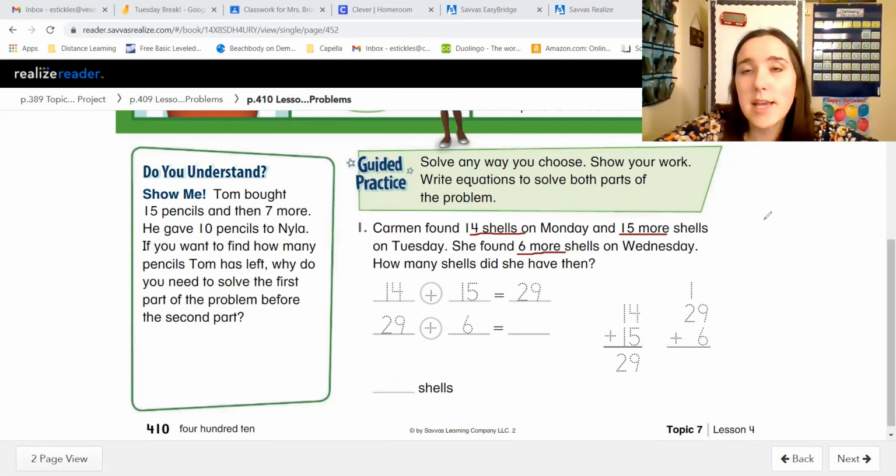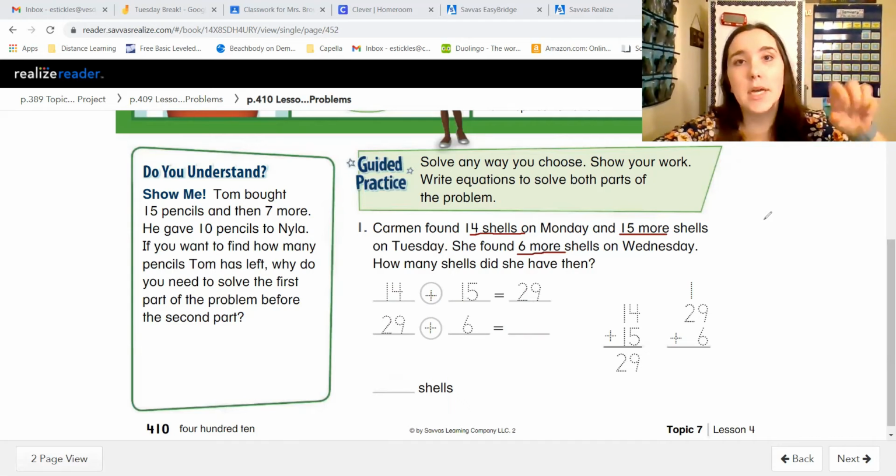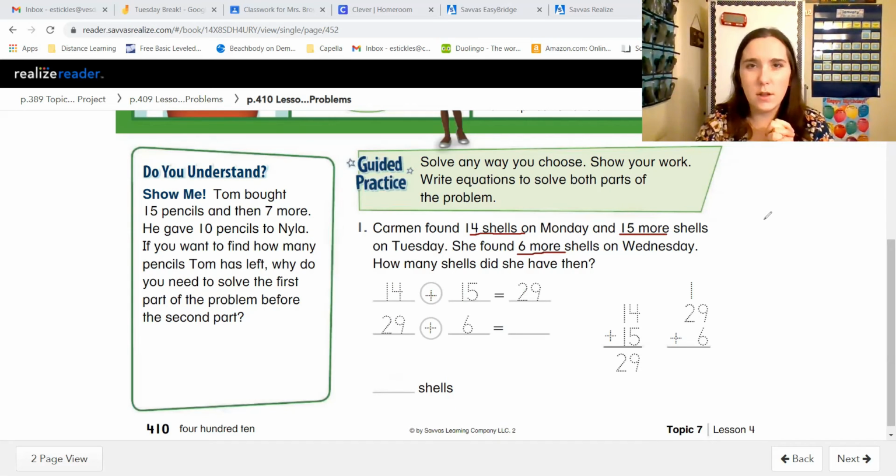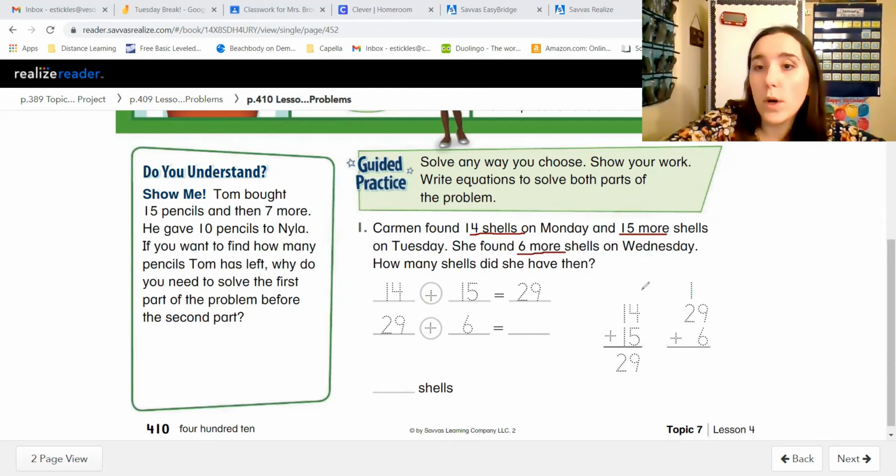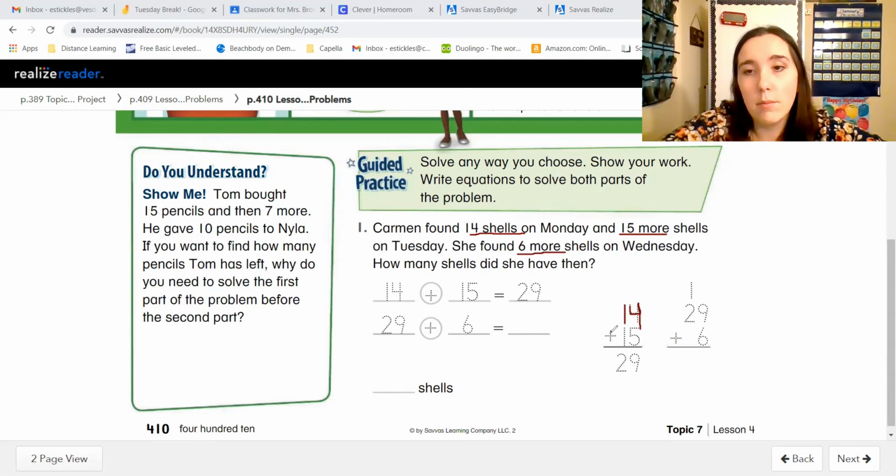So what I'm going to do is add up the totals for Monday and Tuesday first. That's going to be my first step. And then once I have that total, I'm going to add on how many she picked up on Wednesday. So over here, I'm going to show my work. I'm going to add 14 from Monday plus 15 more shells that she found on Tuesday. And my answer to this addition problem is going to be my total for Monday and Tuesday.